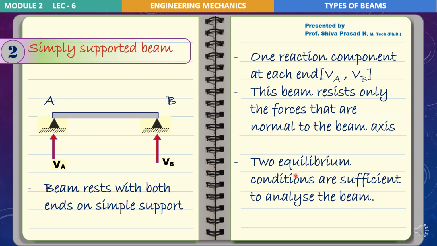Next, two equilibrium conditions are sufficient to analyze this beam. Yes, so there are two unknowns, and so two equilibrium conditions are sufficient to analyze the beam. Next, this beam is statically determinate because we have three conditions of equilibrium and only two unknowns. So we say this beam is statically determinate.